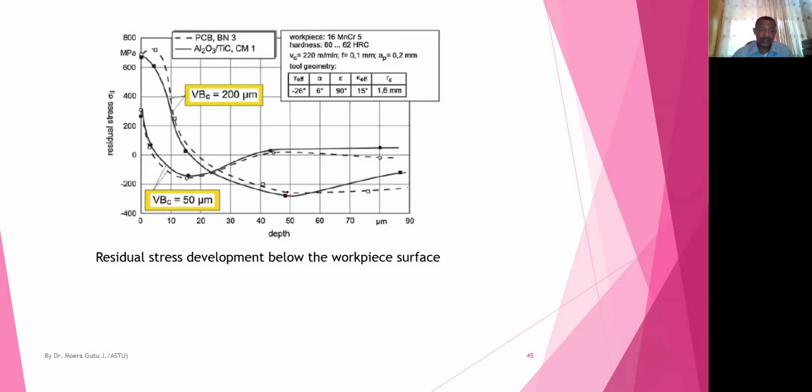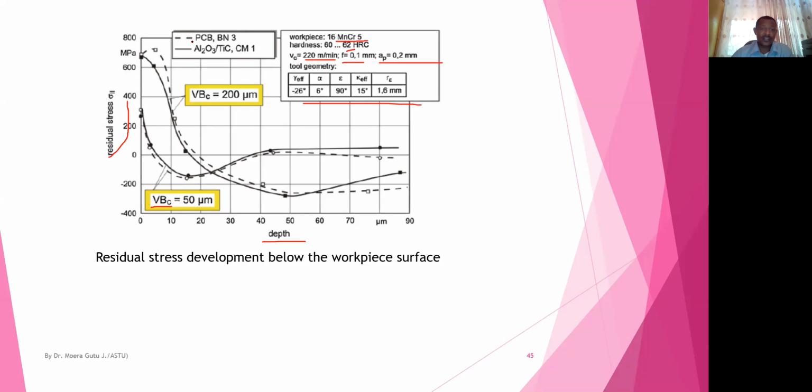So this is one piece of research which shows the level of residual stress in megapascals in the machined surface and the depths, for different materials with VB of 50 micrometers. The workpiece material is a manganese chromium material, with a Rockwell hardness of 62. The cutting speed Vc is 220. The feed is 0.1, which is very small, and ap is 0.2 millimeter. These are the required cutting tool geometry.